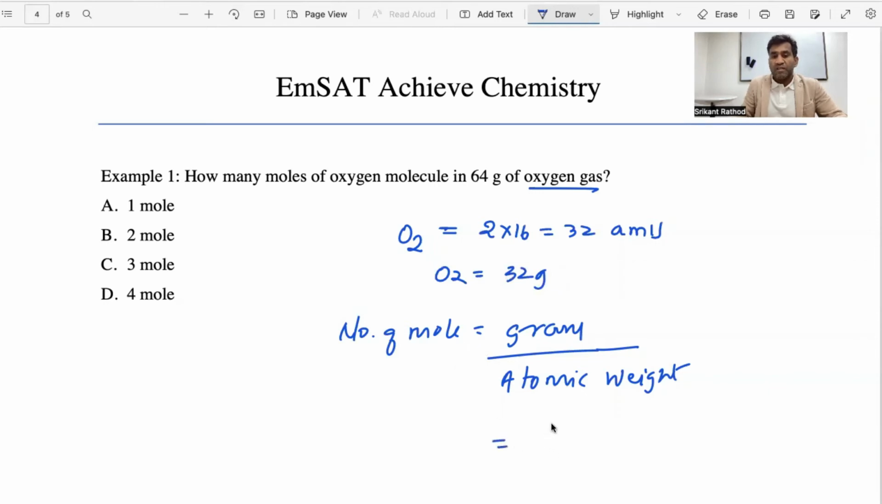Now while calculating the mole, substitute it. So 64 grams, as they have mentioned, is equivalent to how many moles? We can say 64 divided by the atomic mass, which we calculated as 32. So 64 divided by 32 gives us 2 moles. So 64 grams of oxygen gas is equivalent to 2 moles of oxygen gas, and that's why we go with option B. So these are the common ways of asking questions.